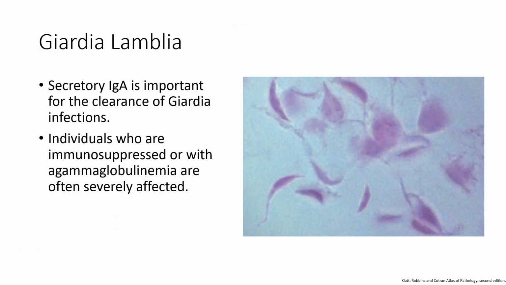Giardia is another cause of parasitic enterocolitis. Secretory IgA is important to clear the Giardia infection. This is why patients who are immunosuppressed or have agammaglobulinemia are severely affected with Giardia. Also, patients with IgA deficiency have increased susceptibility to develop giardiasis. Giardia trophozoites can be seen in duodenal biopsies. They have a characteristic pear-shaped appearance, and you can see here two equally sized nuclei.